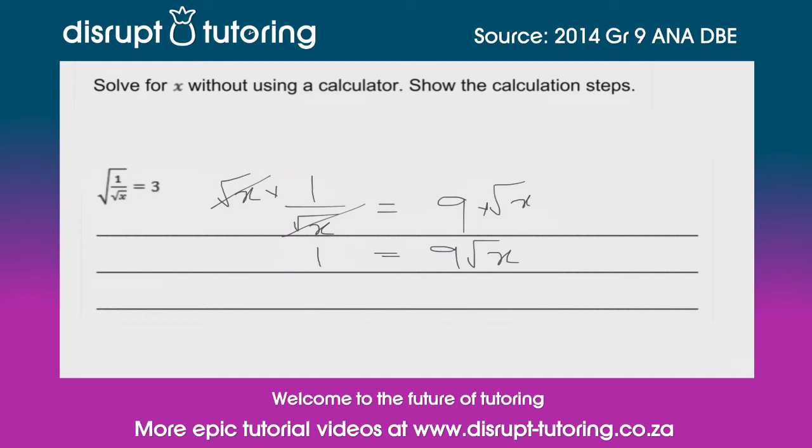Now in order to get that x by itself, the first thing we would need to do is get rid of the 9. So we divide both sides by 9 and that gives us 1 over 9 equals the square root of x. Now in order to make that square root of x just an ordinary x, we would square both sides. So we square both sides, and that's going to give us 1 over 81 is equal to x.